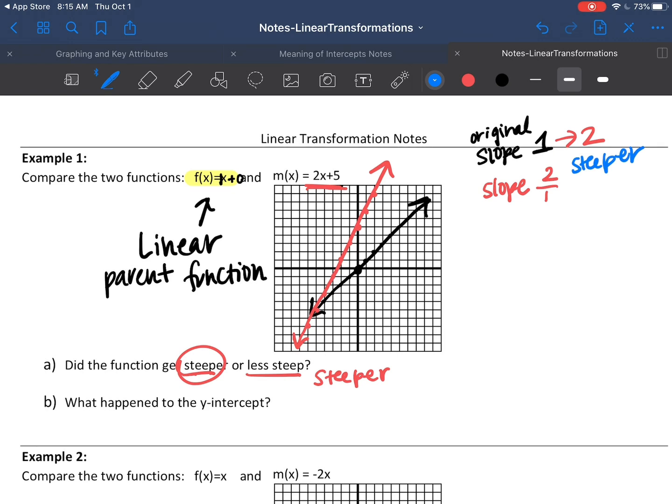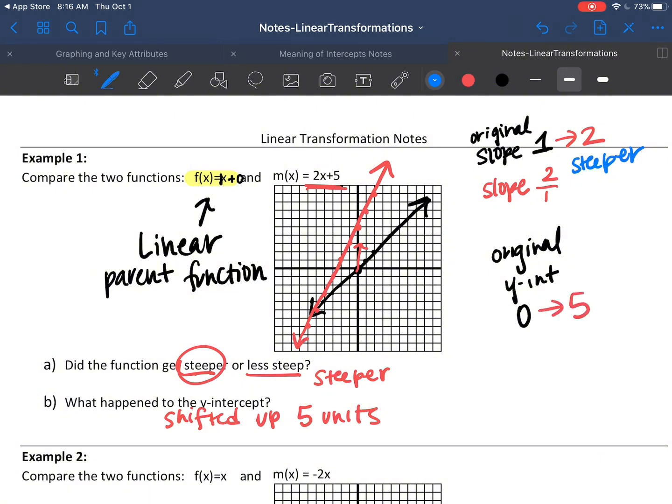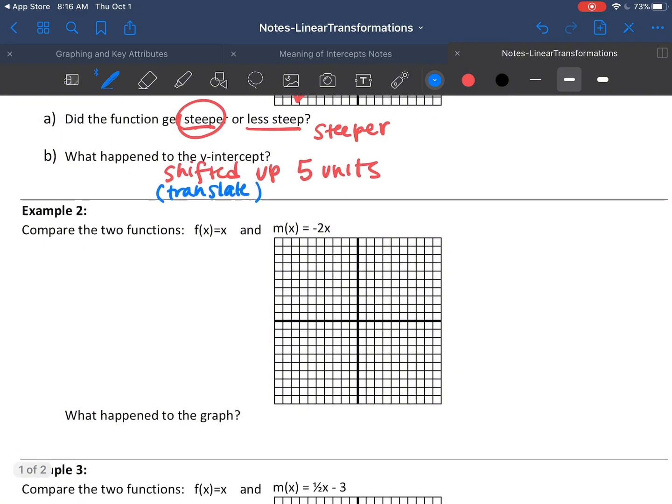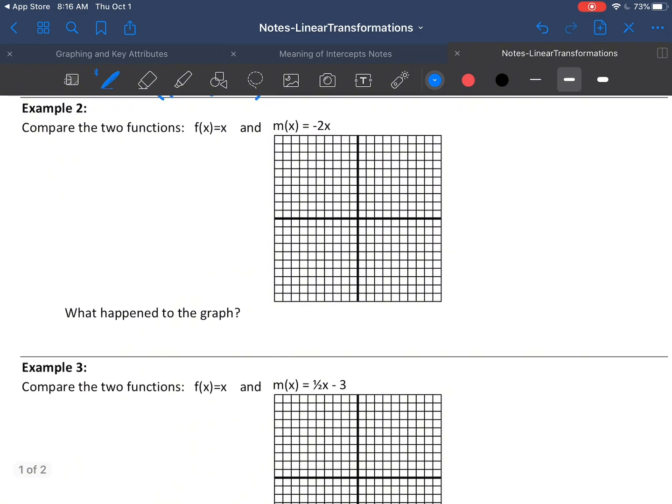Now it's asking what happened to the y-intercept, and it shifted up. Shifted up how many units? 5 units. The original y-intercept was 0, and it changed to a 5, so it shifted up. Sometimes instead of the word shifted, they may say translate, so I'm going to put translate. Don't let that word scare you. Translate means shifted. Okay, and I'm going to restart the video for example 2 just in case this crashes.